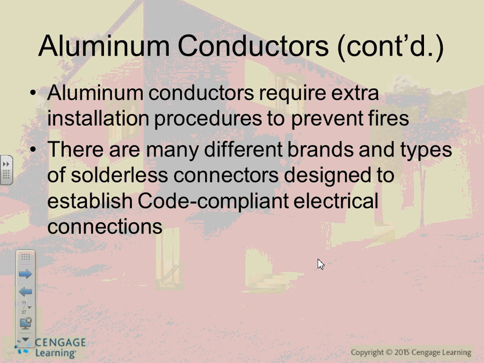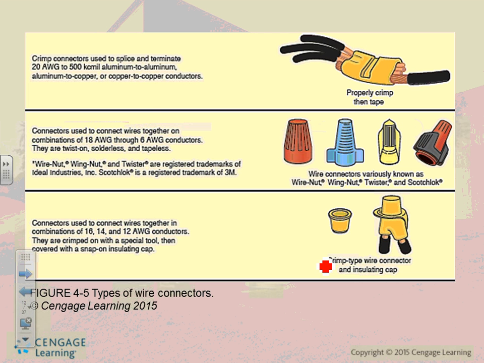Okay, when we talk about aluminum, guys, we talk about the extra installation procedures to prevent fire because of expansion and contraction. So they have some material that they put on the lugs, so it helps with the expansion and contraction. There are different types of connectors when it comes to them. Here are the most common connectors that they use in the industry, guys. Probably in residential, you are looking at these.